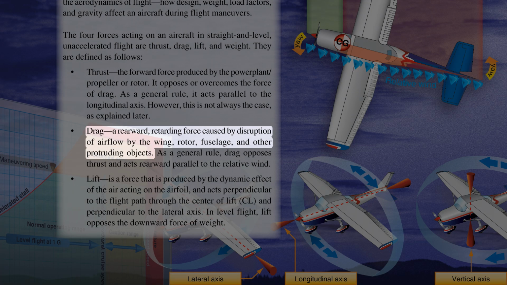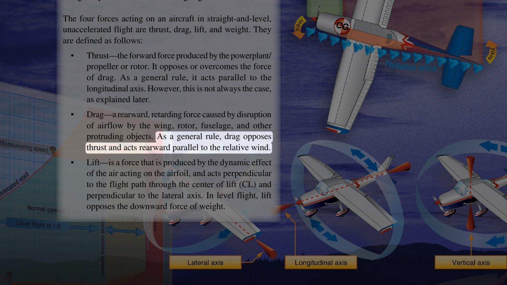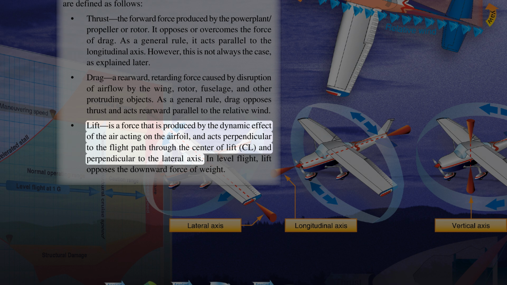Drag, a rearward, retarding force caused by disruption of airflow by the wing, rotor, fuselage, and other protruding objects. As a general rule, drag opposes thrust and acts rearward parallel to the relative wind. Lift is a force that is produced by the dynamic effect of the air acting on the airfoil, and acts perpendicular to the flight path through the center of lift, CL, and perpendicular to the lateral axis.